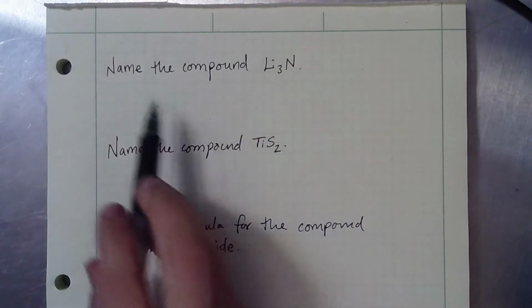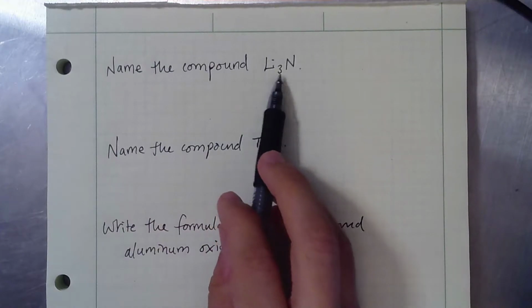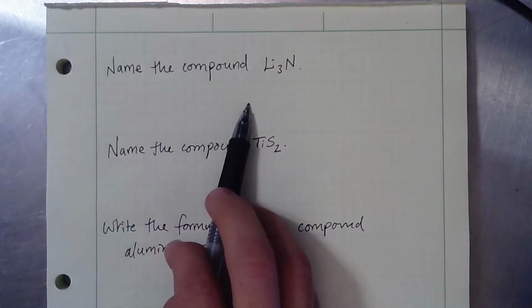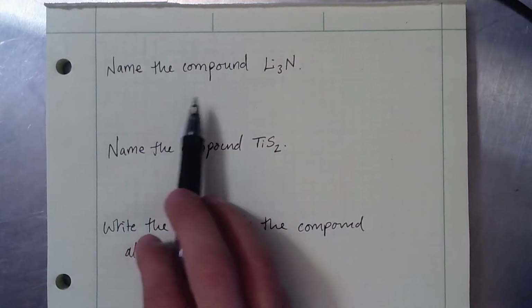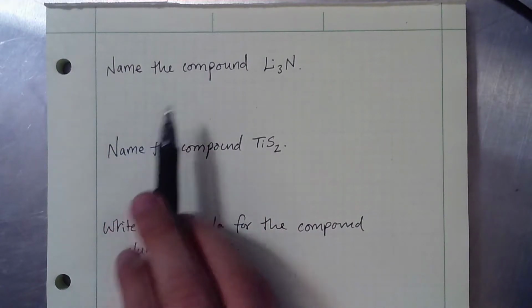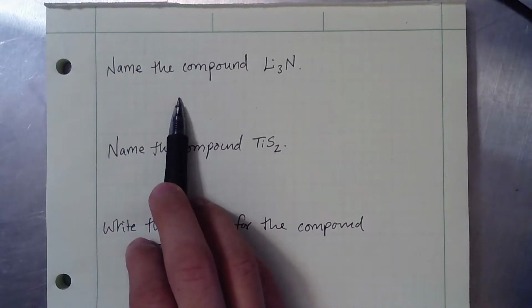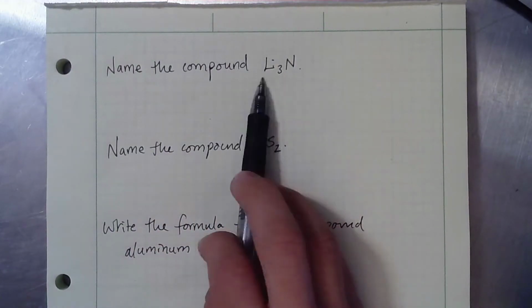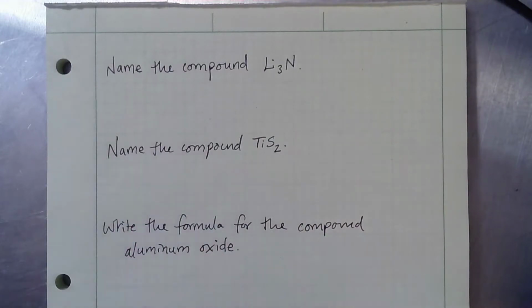Okay, so we need to name the compound Li3N. Important thing to note, names of ionic compounds are always written in the form of cation and then anion. So the cation comes first, the anion comes next or last. Cation is the positive ion, anion is the negative ion. So let's make sure that we know which one is which here. Well, if I take a look at my periodic table, which I hope I have handy, I do.